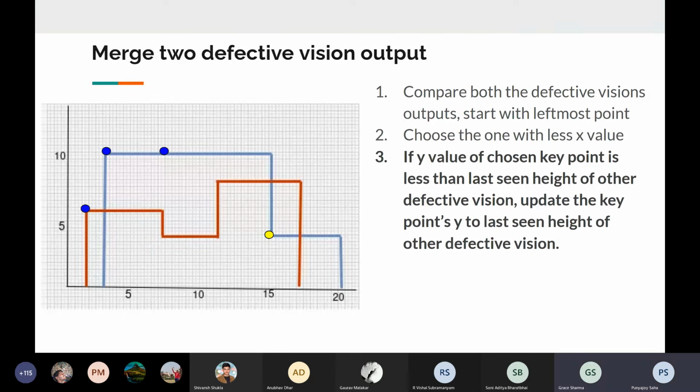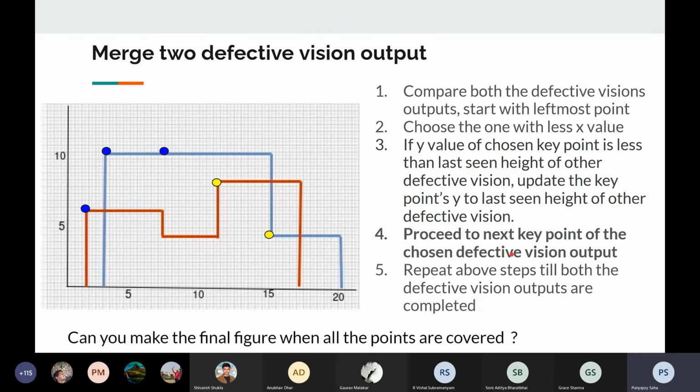Yes, I got it. And again, we have to proceed to the next key point. So here was the last point. So the next key point will be here. I think you have got it by now. And we have to repeat the steps. So now let us try to make the final figure. This will be a similar activity to the last one we did for the simple approach.